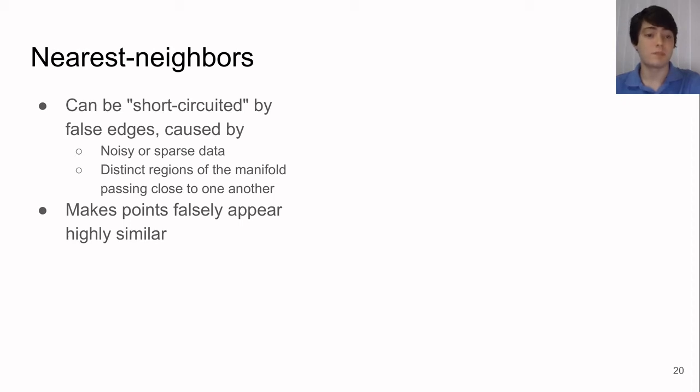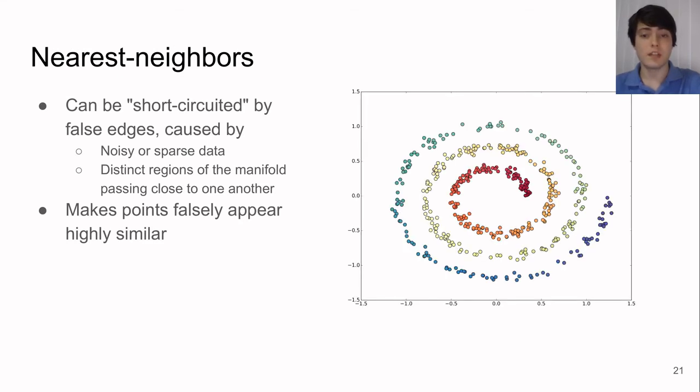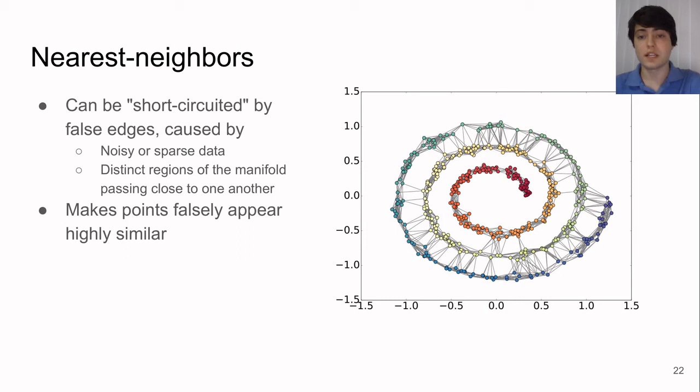These false edges can be caused by noisy or sparse data, or when distinct regions of the manifold pass close to one another. So the points that they connect are quite distant with respect to distance along the manifold, but they falsely appear to be highly similar. For example, consider this data taken from a spiral manifold. When we perform a nearest neighbor search, there are many false edges that connect different regions of the spiral. These false edges will lead to a poor embedding, so in order to produce an accurate embedding, we have to remove all of these false edges.